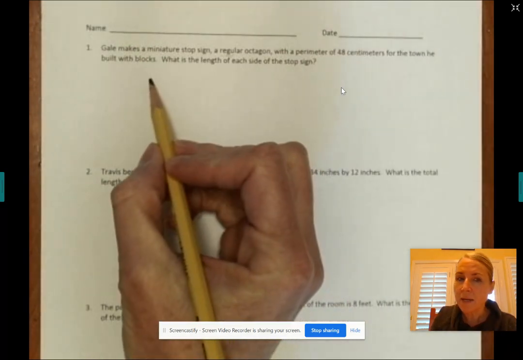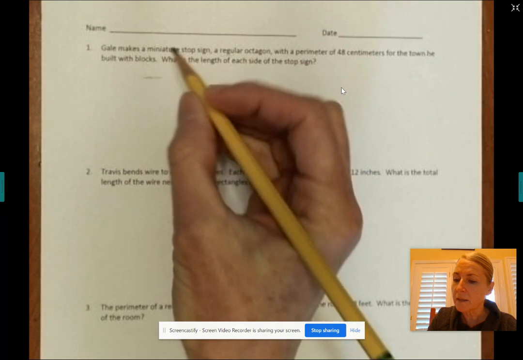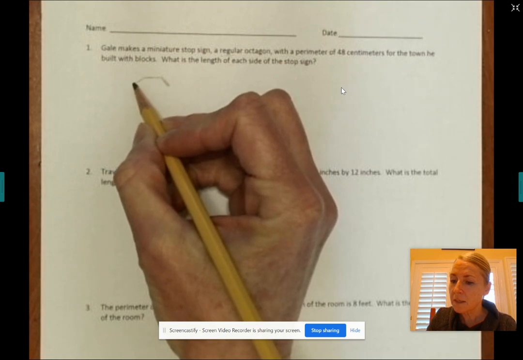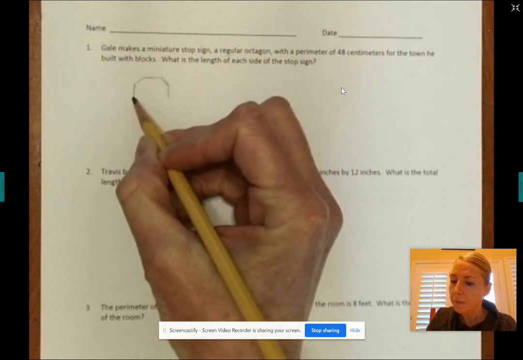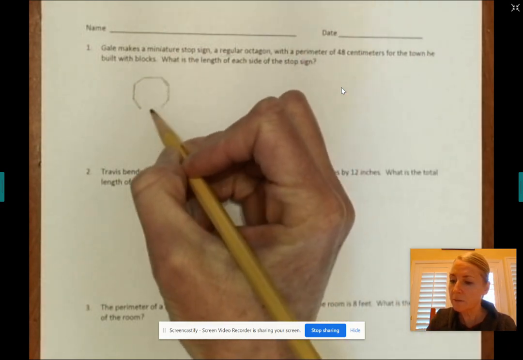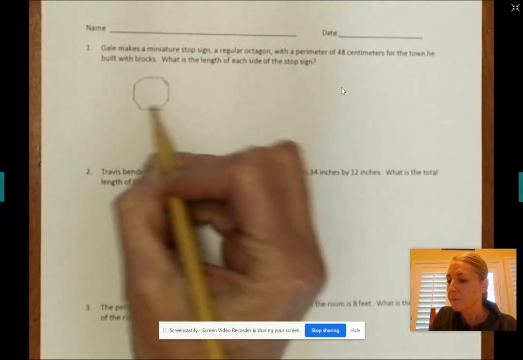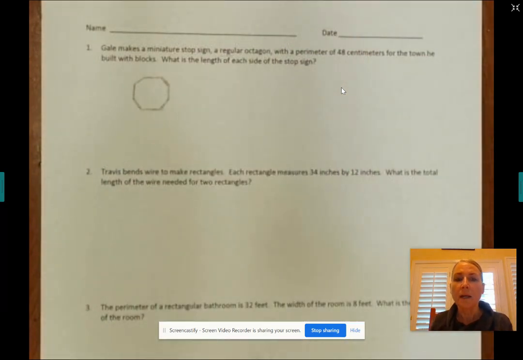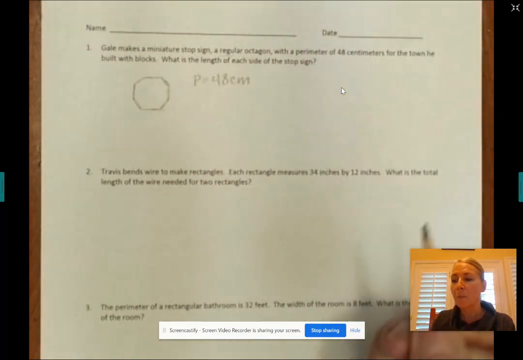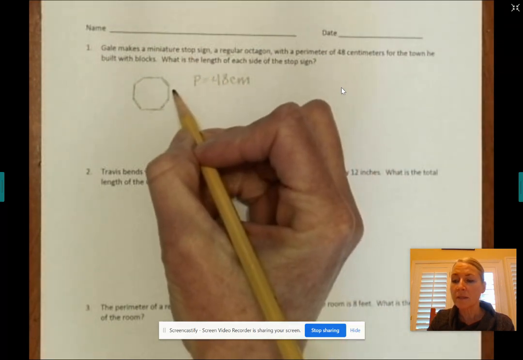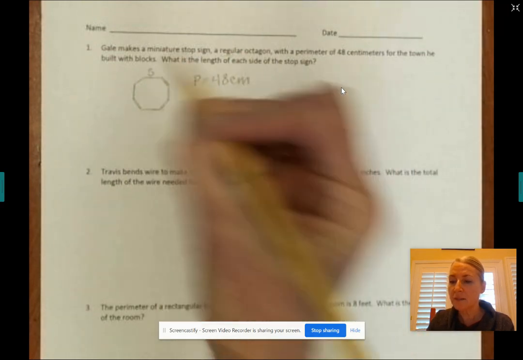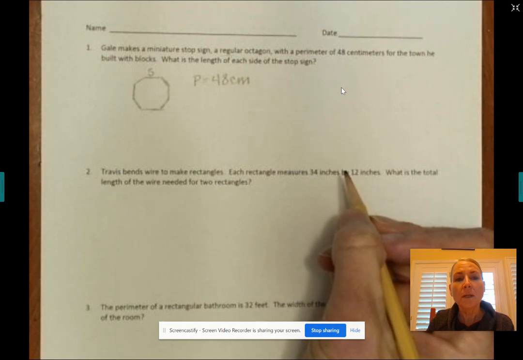So let's start off by drawing an octagon. An octagon, think octopus, is 8 sides. So there's 3, here's 4, 5, 6. Why am I off? 1, 2, 3, 4, 5, 6, 7, 8. No, I'm not. Okay, there's my 8 sides. And it has a perimeter. I know my perimeter is 48 centimeters, but what I don't know is this side length. Since this is a stop sign, we'll just call it S for stop sign side length. So what we don't know is S.